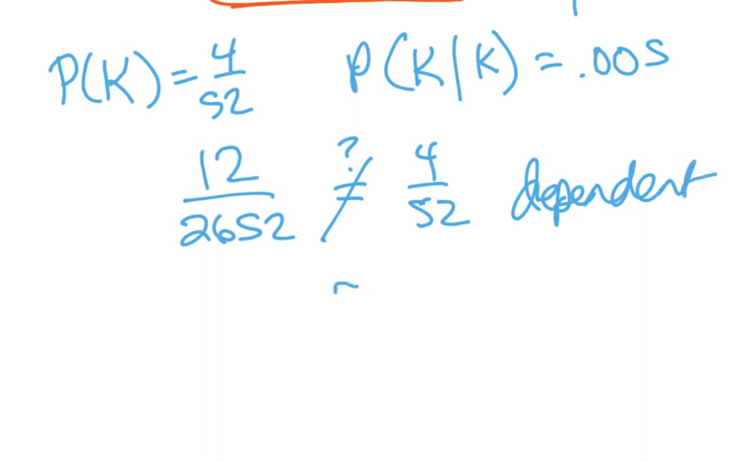If they were approximately equal, so if they were really close, like if this one's 0.005 and this one was like 0.006, I guess, then that's pretty close. That's within 1,000th, and so you could say that they are probably independent.